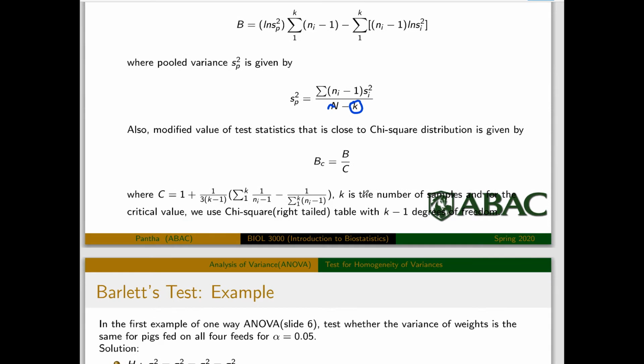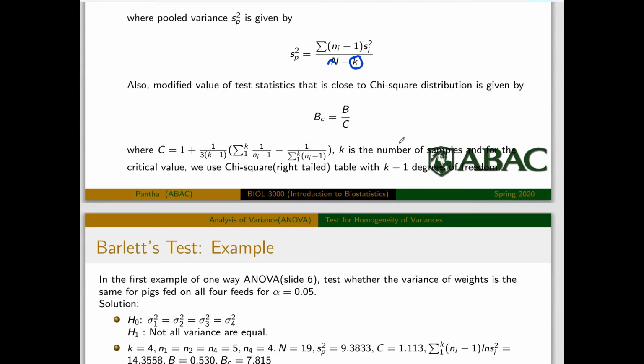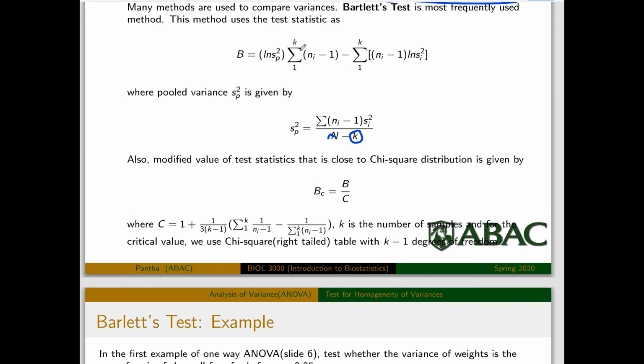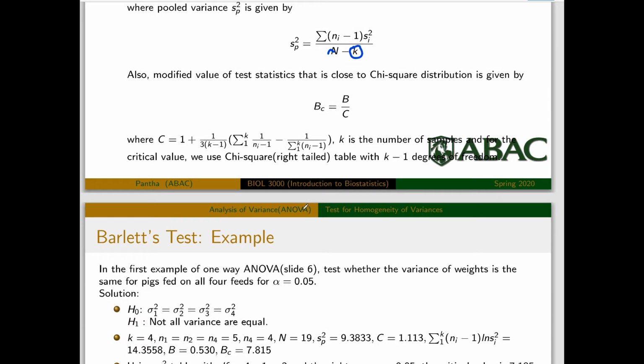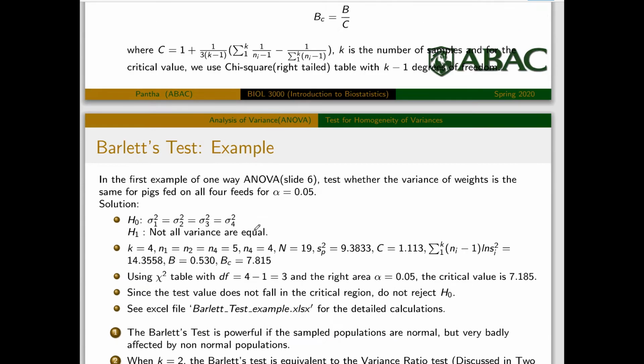divided by n minus k, where n is the total data and k is the total number of samples. Also, the modified value of the test statistic that is close to the chi-square distribution is given by b sub c equals b over c, where c is given by that and b is given by this value. Okay, k is the number of samples, and for the critical value we use the chi-square right table with k minus 1 degrees of freedom.